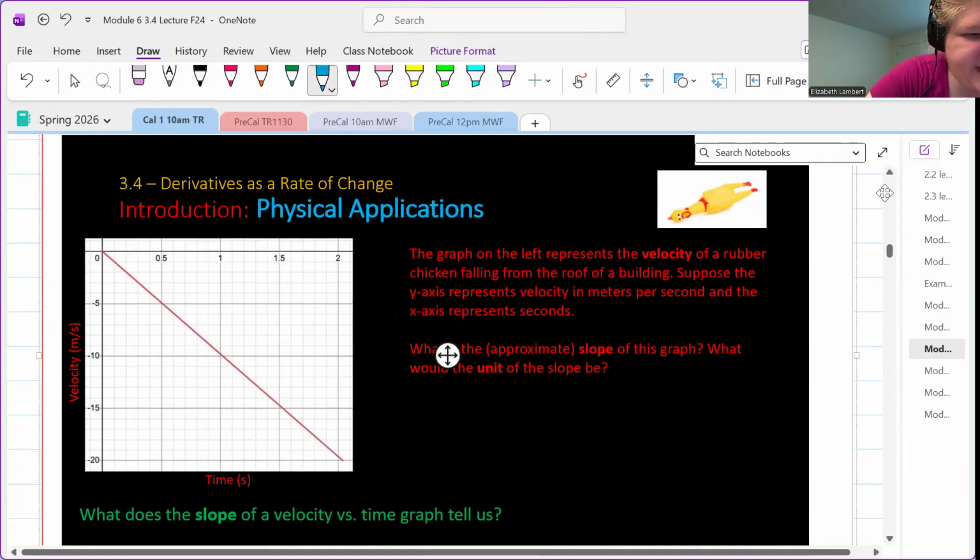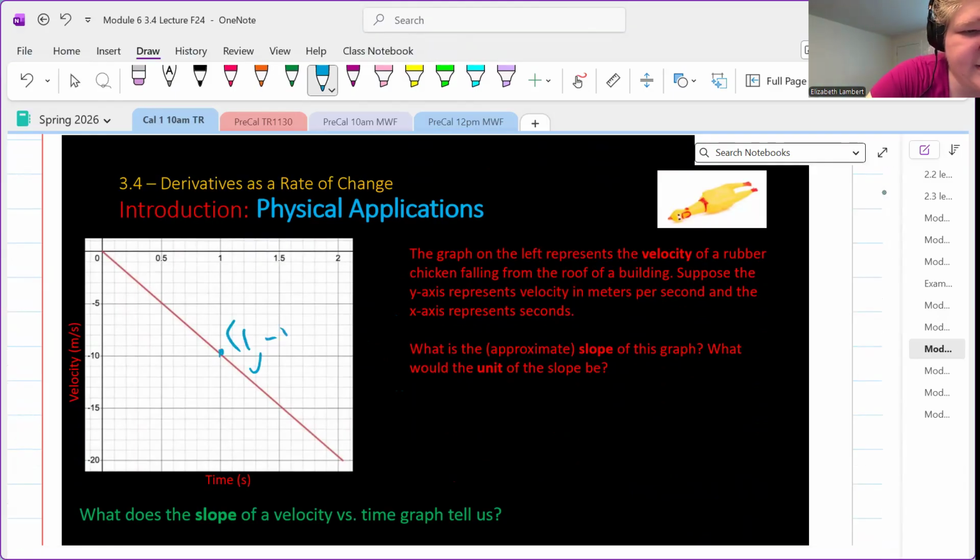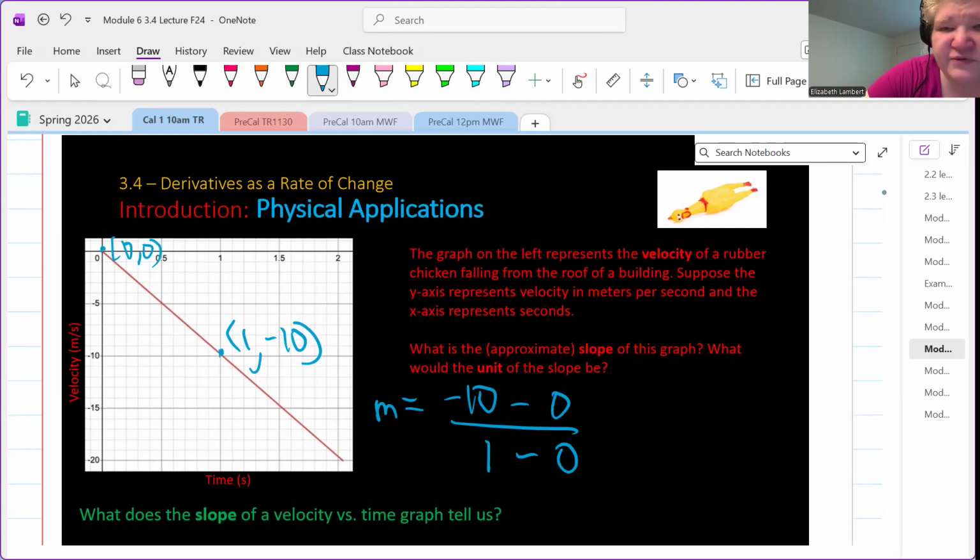So let's pick some points. So here I have an input of 1. I have an output of -10, just like I said. And of course, I see this starts at 0, 0. So let's run through our slope calculation. Change in y's. So one of my y values is -10. The associated x value is 1. Then my minuses, and then my 0 over 0. So I get -10 as my result.